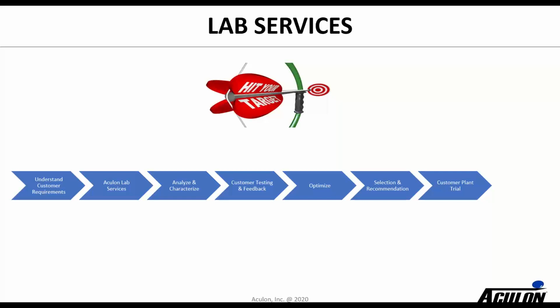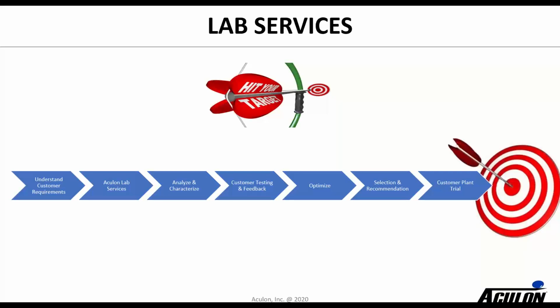Then we'll often treat parts in our lab. We have a lab services business. We can analyze and characterize that. We'll provide the parts back to you. The customer can test and provide feedback. If it hits the target straight away, great. If not, we'll optimize it. We'll tweak it to make it better, to try and achieve the functionality you're looking for. And then that leads to us providing a selection and recommendation, not only in terms of the treatment, but in terms of the application process, which can then be tested at your plant trial. And if we've done our job and we've met your requirements, then we help you hit the target.